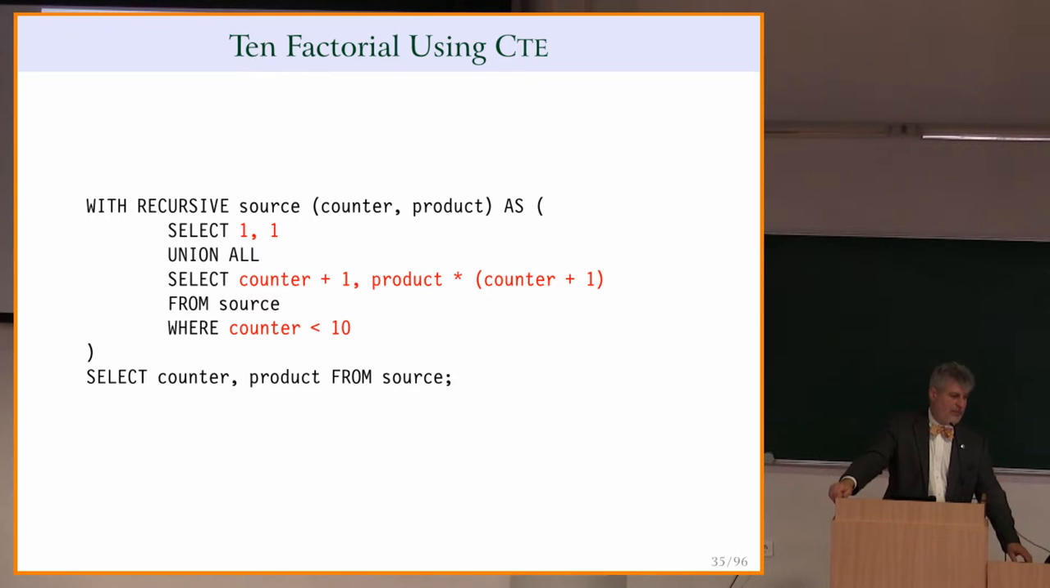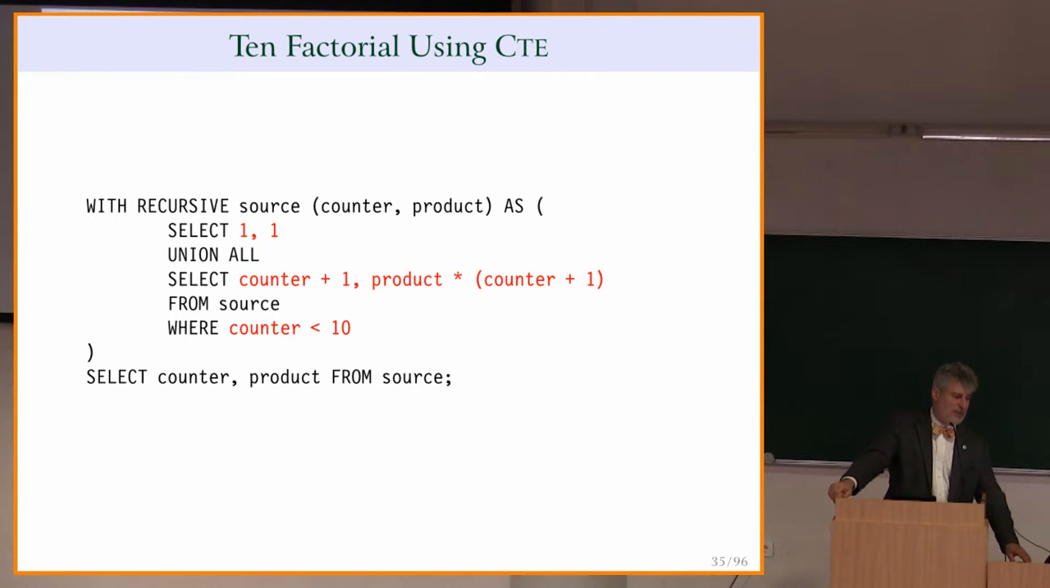I start with 1 through the factorial. I then have the same kind of where clause, so I'm computing the factorial of 10, okay? So I start with 1, and now I add 1 and 1 times the counter plus 1. So the two columns in this common table expression are counter and product. Counter and product start at 1, both. Here I have counter at 2, product is 1 times 2, okay? Counter is less than 10, so now I have 1 times 2 here.